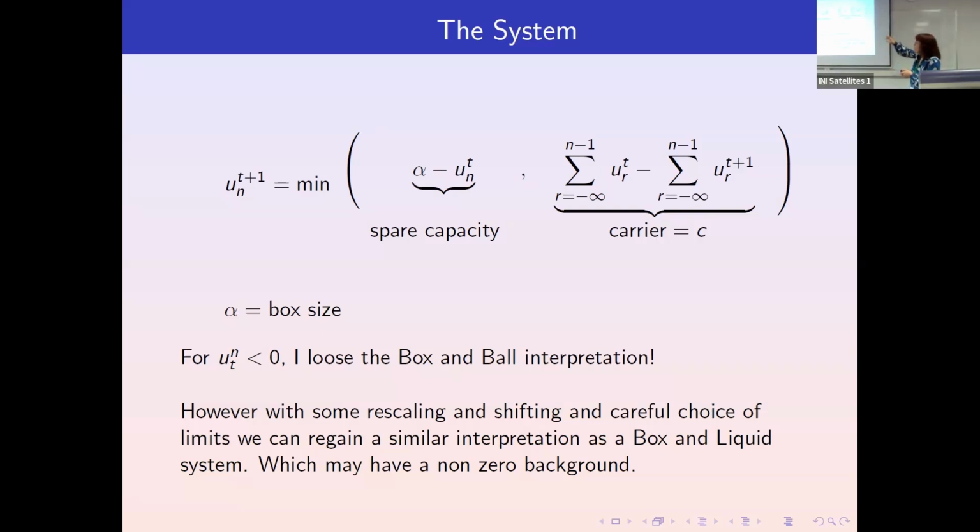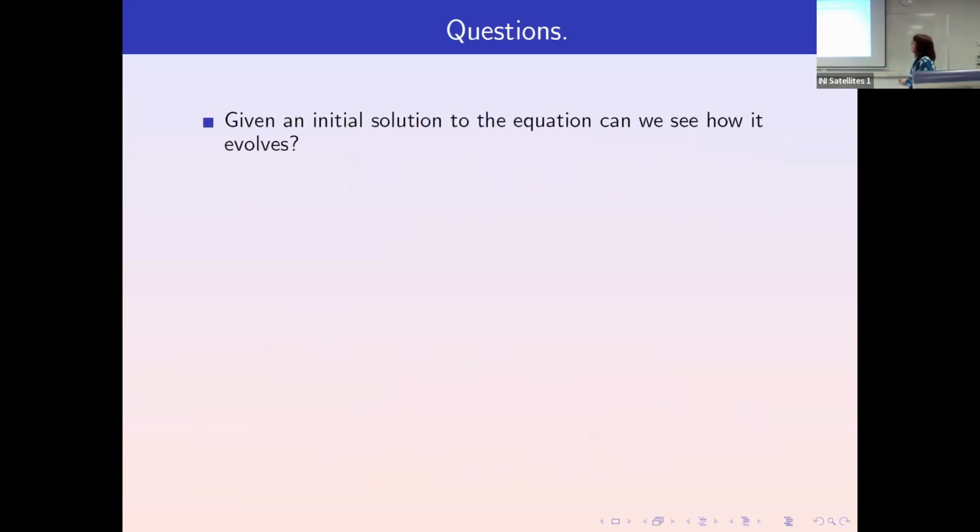I'm going to keep my alpha to be 1, so a full box is 1, an empty box is 0. Instead of really a sort of box and ball situation, I'm going to think of it as a box and liquid situation, so I'm not forced to stick with units of 1.